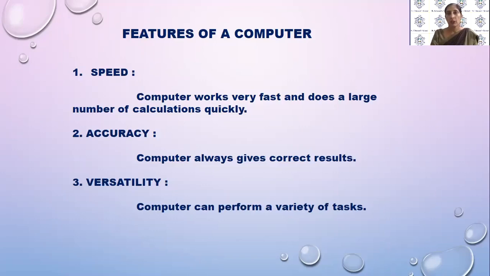Third feature of computer is versatility. Computer can perform a variety of tasks. So it is also known as a multitasking machine. That means we can do a number of works, different types of work on a computer. We can make drawings, we can make beautiful cards, we can write letters, we can surf the internet and download the information, we can perform many mathematical calculations as well.